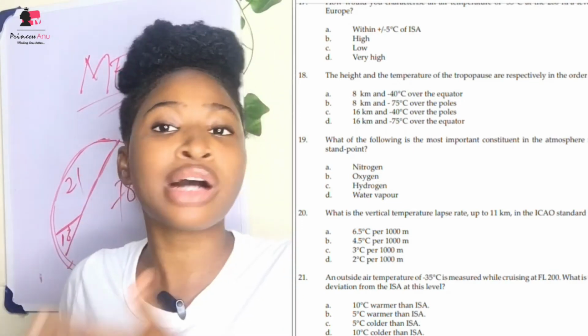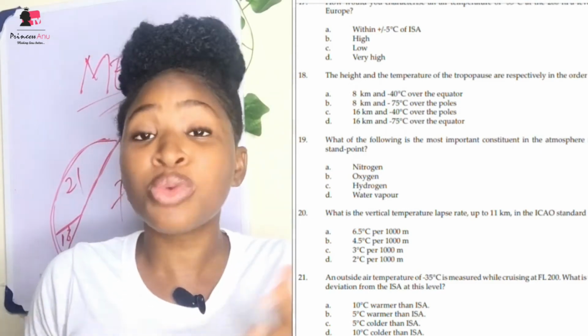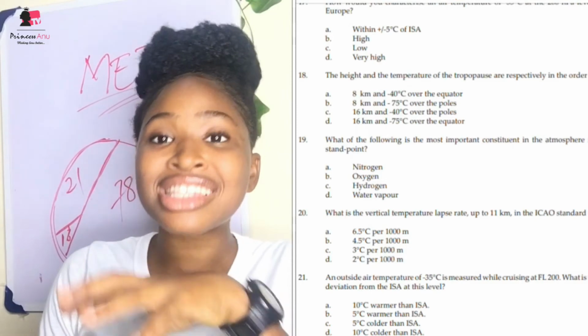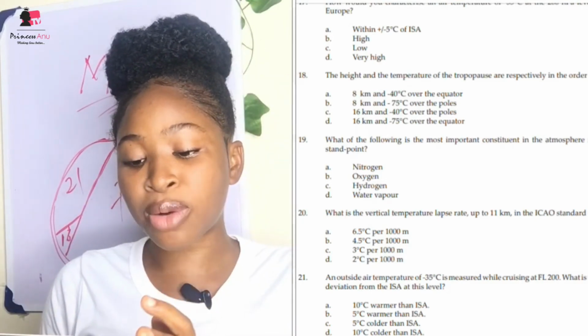When you have CB cloud, it is water vapor. When you have stratus cloud, it is water vapor. Anything, it's actually water vapor that makes that weather form the way it forms. So the answer for this particular question is delta.